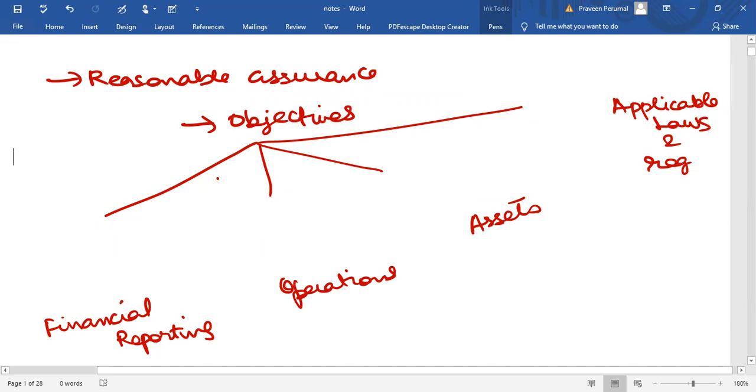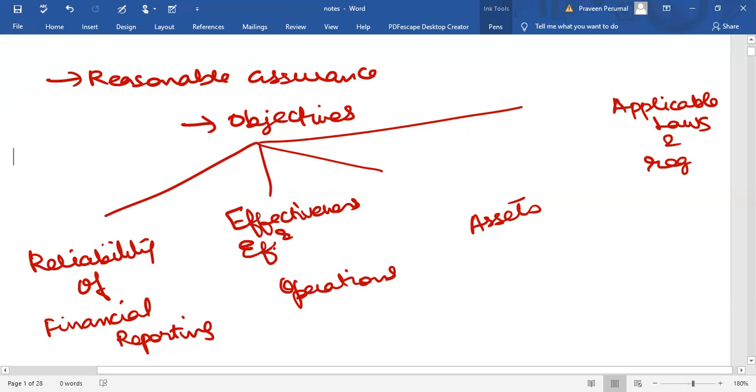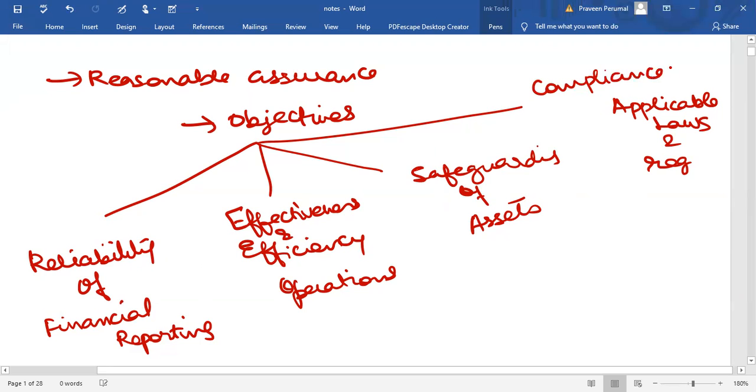Now the question comes, how should the financial reporting be? It should be reliable in nature. So reliability of financial reporting is the first objective. Second, with regard to operations, operations must be effective and efficient. Then third, assets. With regard to assets, what have you to do? Safeguarding of the assets. Then lastly, applicable laws and regulation, compliance is required. Compliance with the applicable laws and regulation. So these are all the four important objectives with regard to internal control.